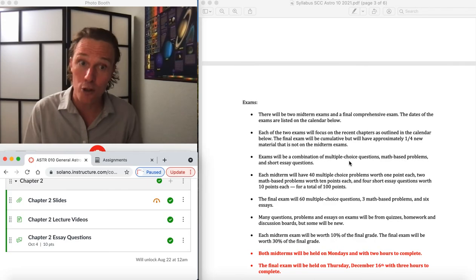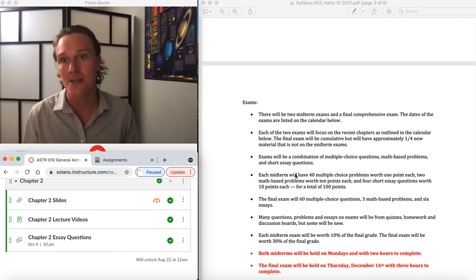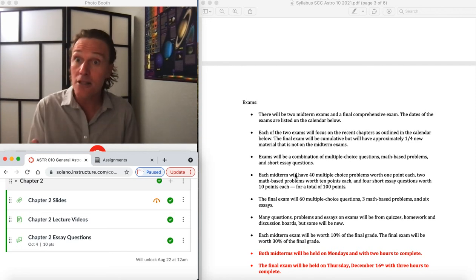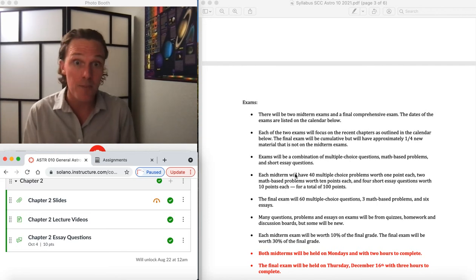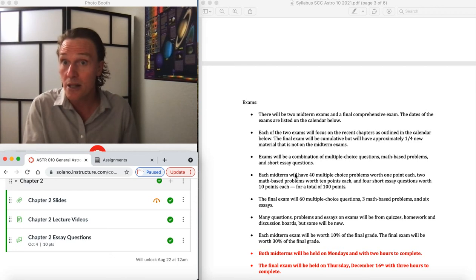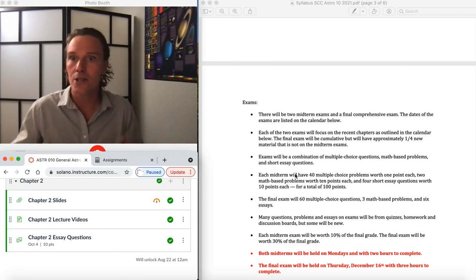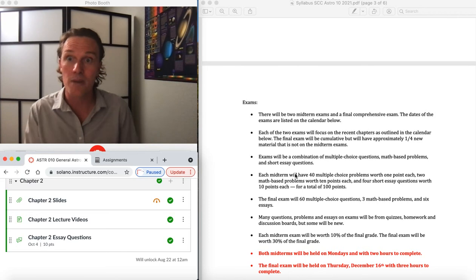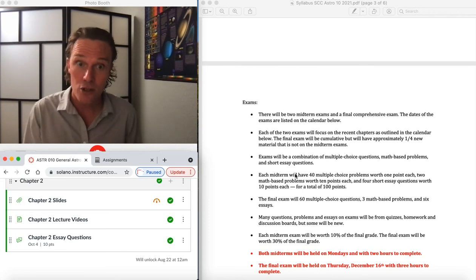Exams will be a combination of multiple choice questions, math-based problems, and short essay questions. So that's the format. Now, where are these questions coming from? Well, the multiple choice questions, some of them will come straight from the reading quizzes, from the weekly quizzes. Other ones will be variations of content, important facts and information and ideas that maybe I present in the lecture videos, or maybe from the textbook. So that's the idea of the multiple choice questions that you'll see on the exam.